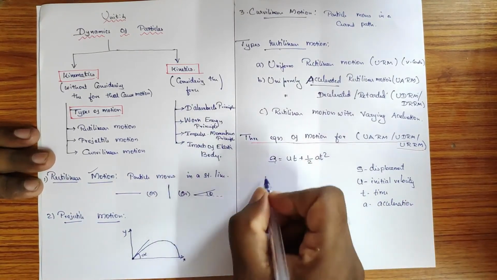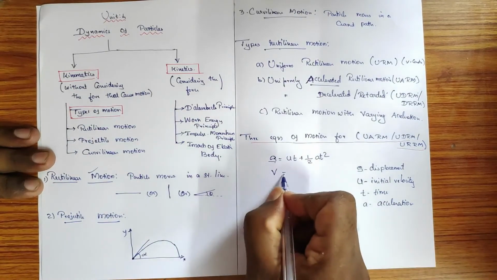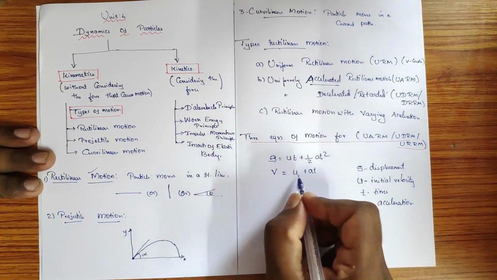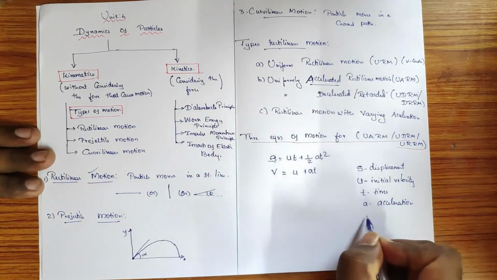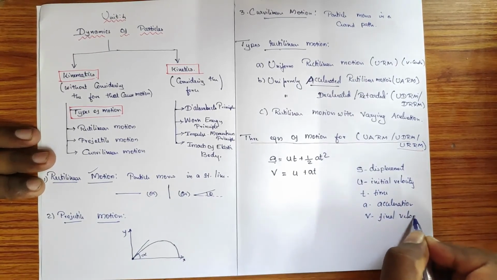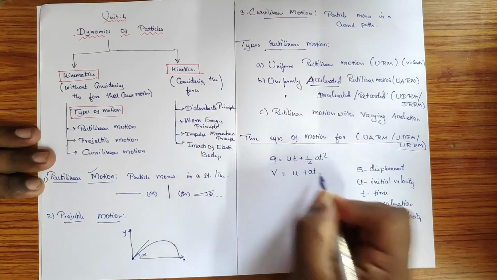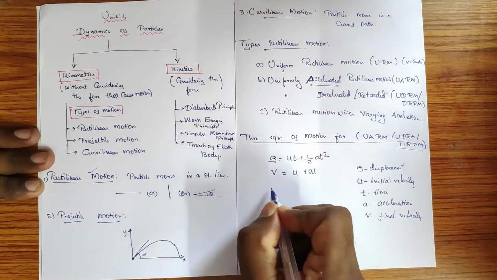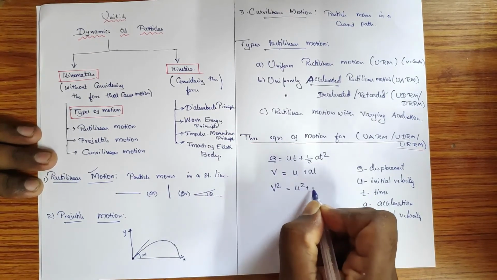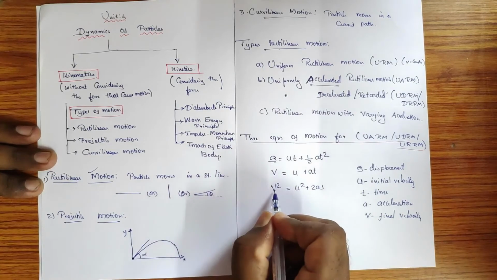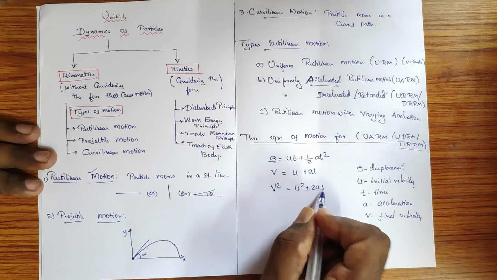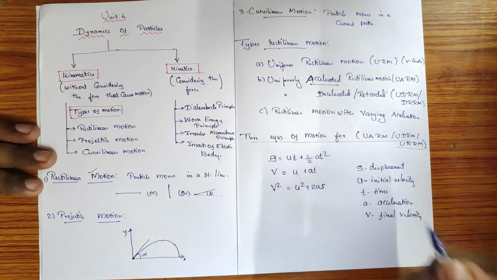Then, in terms of velocity, v = u + at. u is the initial velocity, and v is the final velocity, which equals initial velocity plus acceleration times time. And one more relation we have: v² = u² + 2as. Final velocity squared equals initial velocity squared plus 2 times acceleration times displacement s.